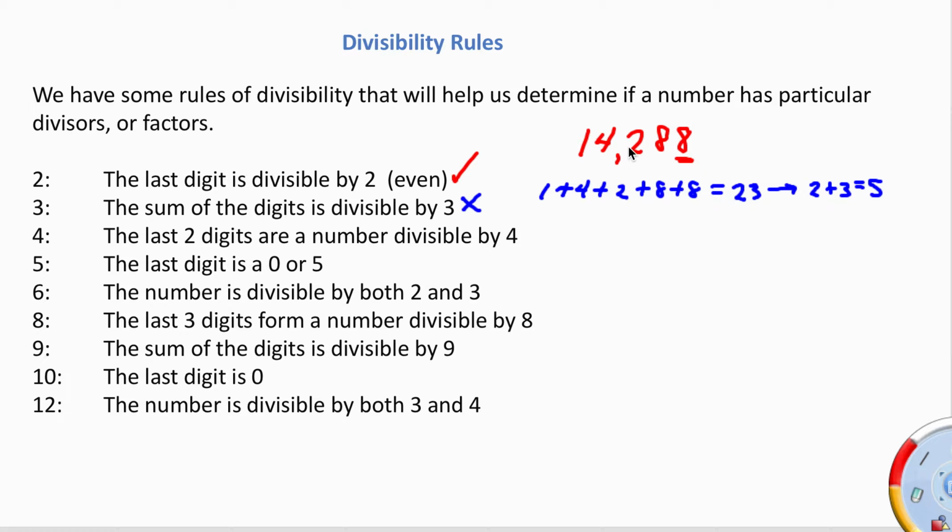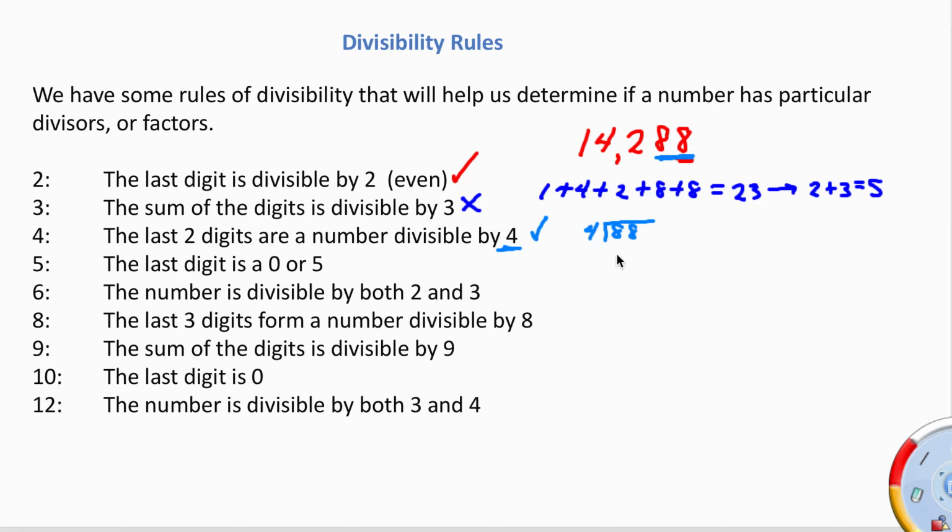When we have large numbers, this is way easier math to do than actually dividing and seeing if it's divisible by 3 or not. To tell if a number is divisible by 4, the last 2 digits have to be divisible by 4. So now I would look at not just 8, but 88. Is 88 divisible by 4? Yes. Now, if I didn't know, I would have to actually physically divide it and see if it is.